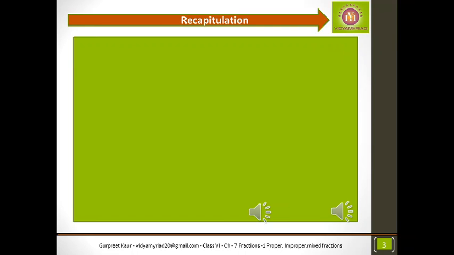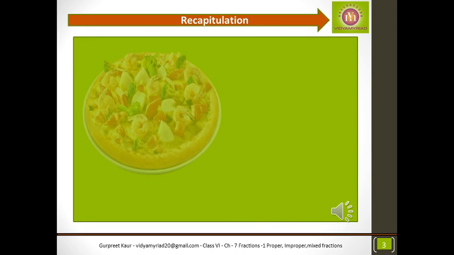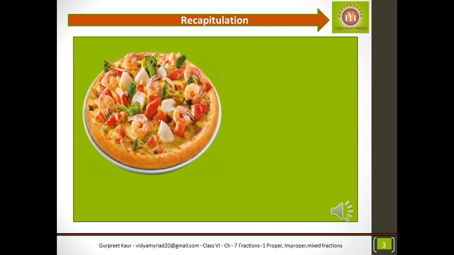Oh, there's a doorbell. Let me just go and check. Wow, such a nice pizza. Would you like to have it with me? Let me divide it into two parts. See, are they equal? Yes, they look equal. So let's enjoy eating it.